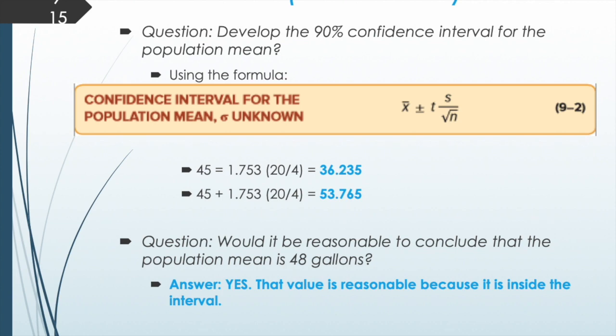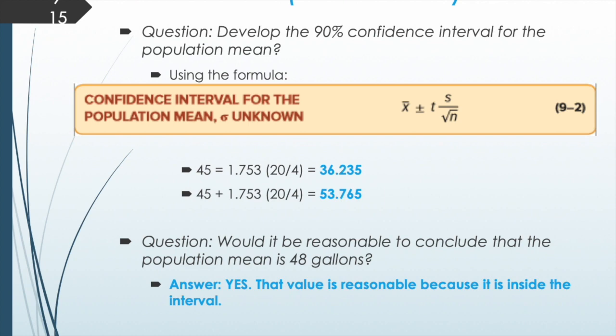All right. So then let's develop a 90% confidence interval for this population. Again, we're going to use this formula here. We plug in 45 for the sample mean, plus or minus. So this should be a minus. Sorry, error there, guys. Our t value we found to be 1.753. Multiplying that times 20, the sample standard deviation, divided by the square root of our sample size, which was 16, the square root of 16 being 4. And so we get a minimum of 36.235 gallons and a maximum of 53.765 gallons.